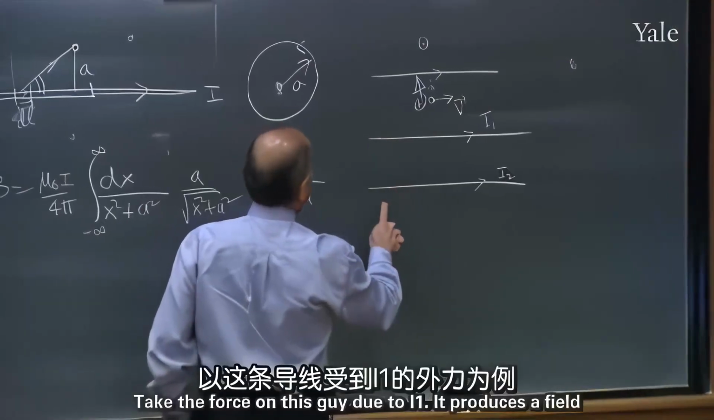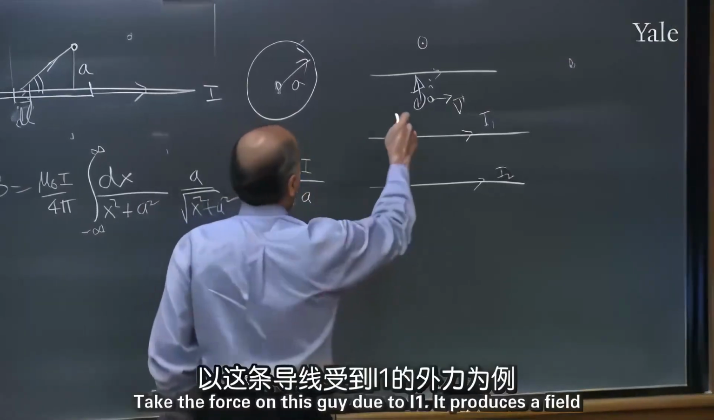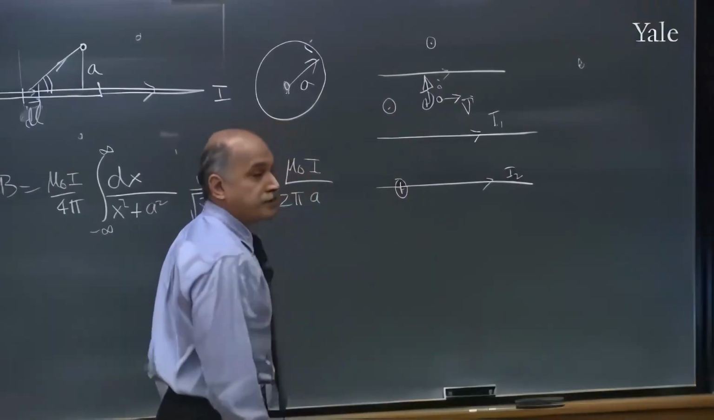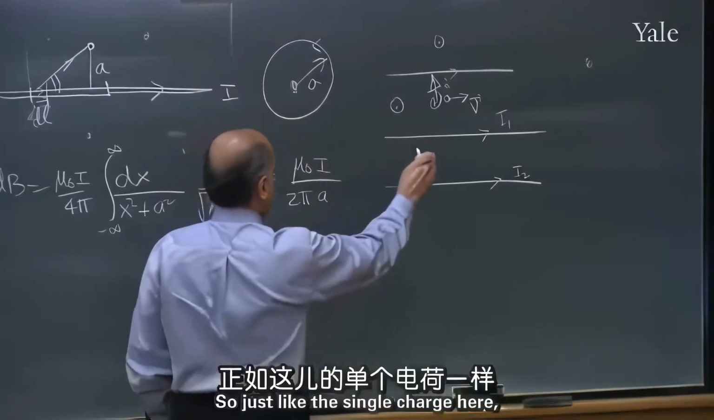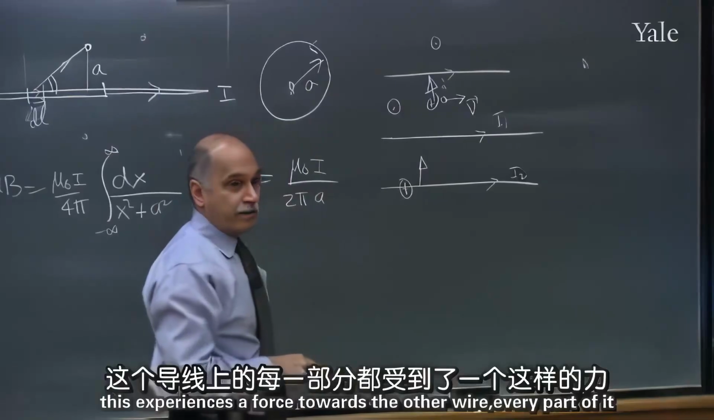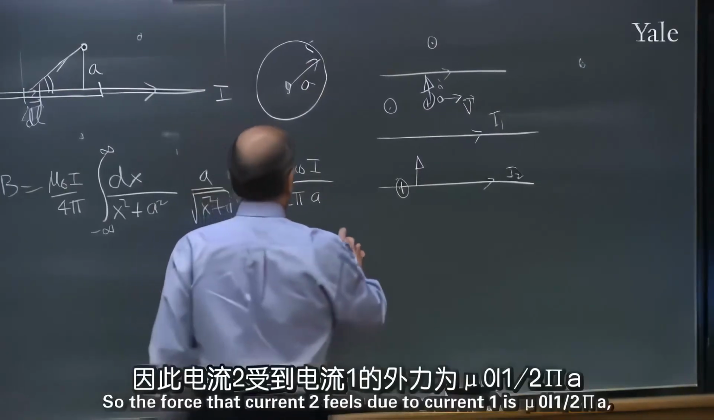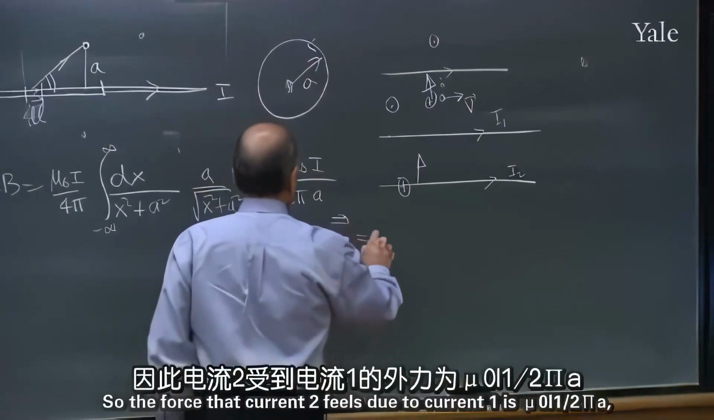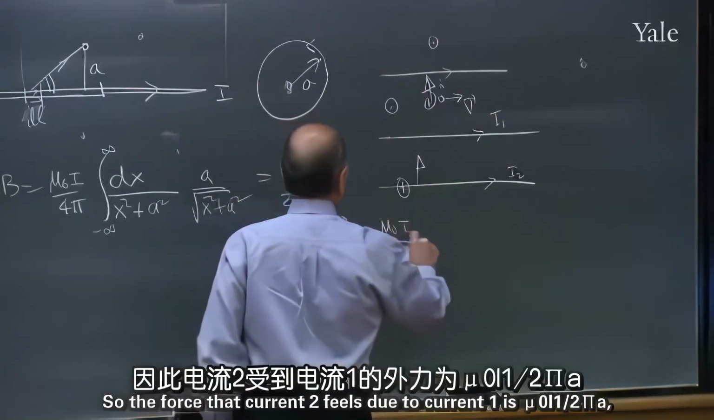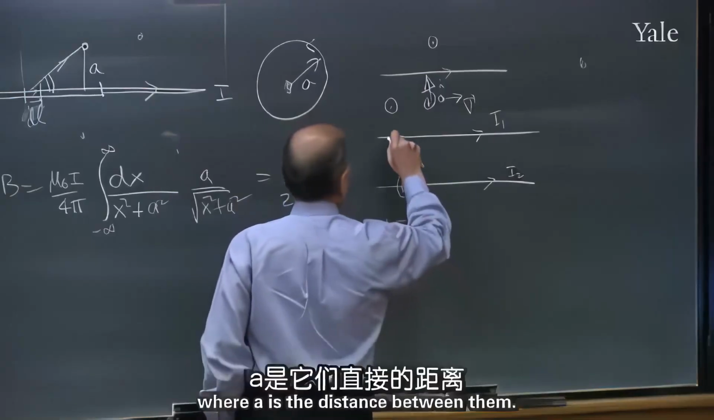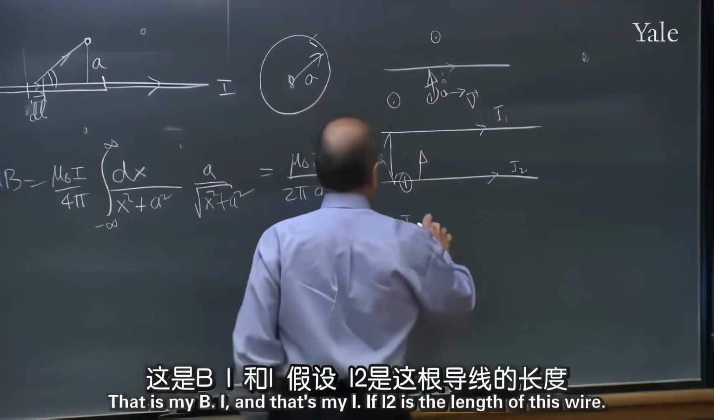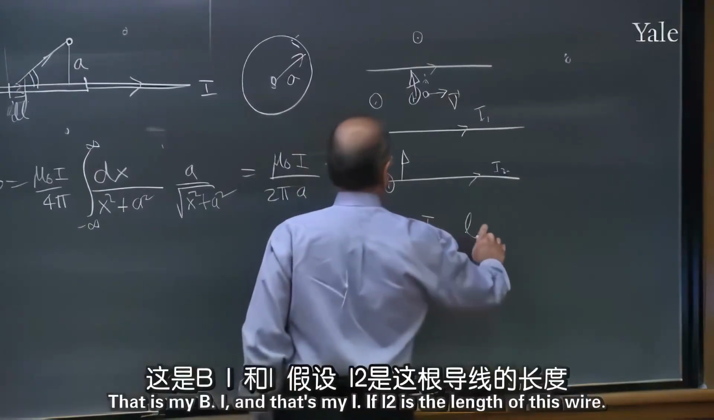I think you can see yourself. Take the force on this guy due to I1. It produces a field that looks like this there and looks like that here. So just like the single charge here, this experiences a force towards the other wire, every part of it. So the force that current 2 feels due to current 1 is mu 0 I1 over 2 pi a, where a is the distance between them. That is my B, I, and that's my L.